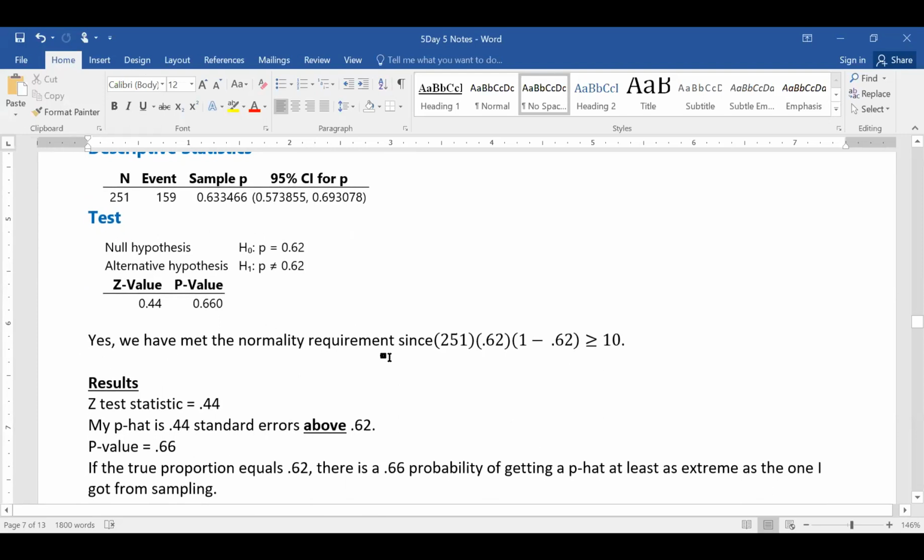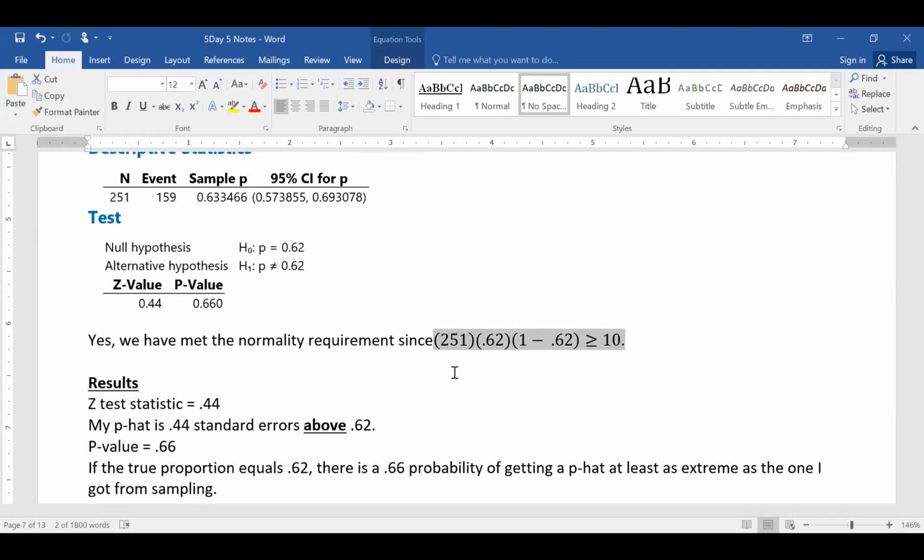Yes, we've met normality because 251, which was my N, times, now remember it's P naught. I need to see this. This is what I like to see from you guys. I like to see the numbers plugged in. 0.62, that is P naught. That's my H naught value, right? It's not the P hat, okay? I don't want to see 0.633 in there because that's not the center of my curve. And that they're all greater or equal to 10. You don't have to show me the actual number. Like you don't have to say, oh, it's 59.1, that's greater or equal to 10. You could just show me these and I will trust that you actually calculated and said, okay, it is greater or equal to 10. So you've met your normality.